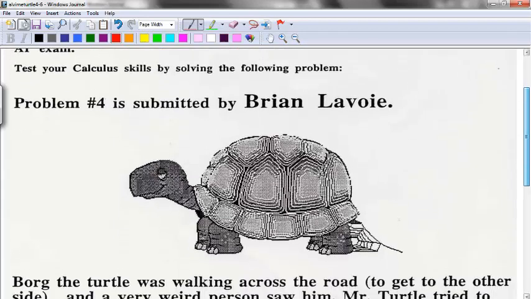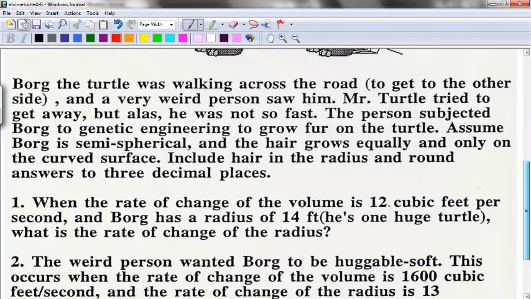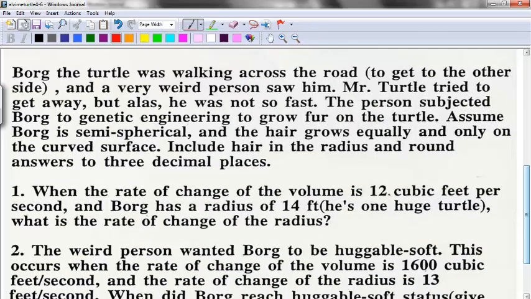I want to go through this. Okay? It says Borg the turtle was walking across the road to get to the other side, and a very weird person saw him. Mr. Turtle tried to get away, but alas, he was not so fast. The person subjected Borg to genetic engineering to grow fur on the turtle. Assume Borg is semi-spherical. Okay, I would highlight that. That's giving you a clue what formula. And the hair grows equally and only on the curved surface. Include hair in the radius and round answers to 3 decimal places.